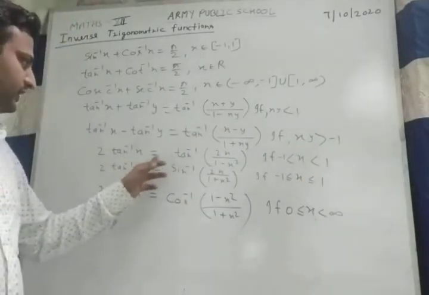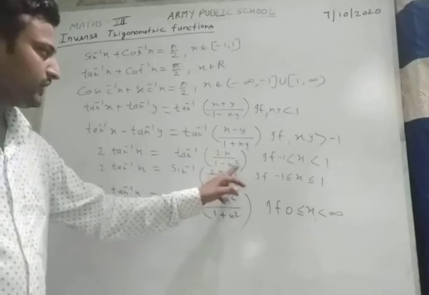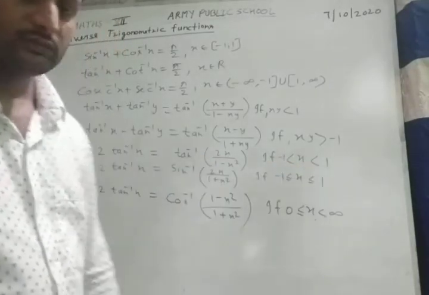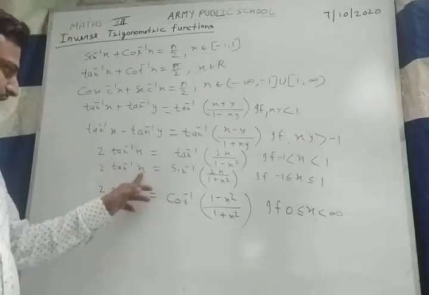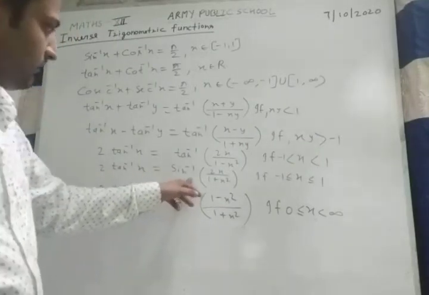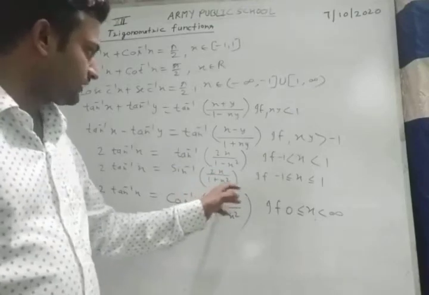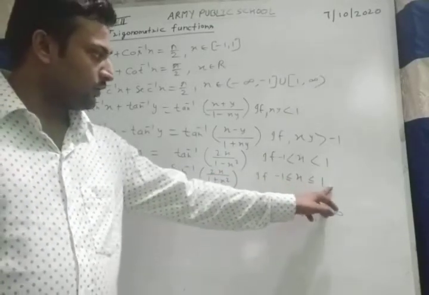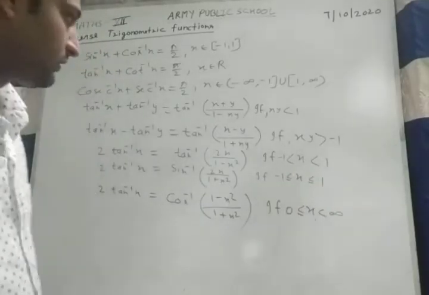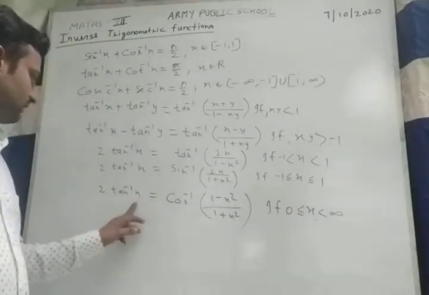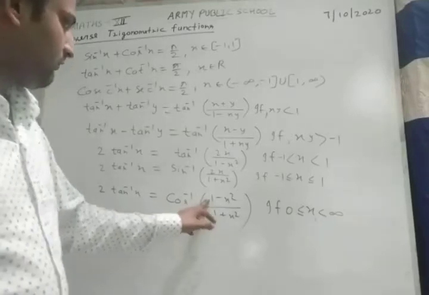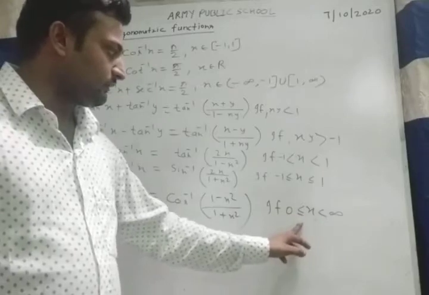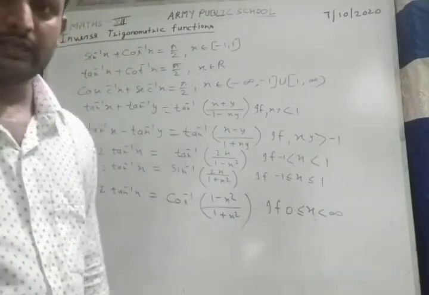2 tan inverse x is equal to tan inverse of 2x upon (1 minus x square) if x is lying between minus 1 to 1. 2 tan inverse x is equal to sin inverse of 2x upon (1 plus x square) if x is lying between minus 1 to 1, including 1 and minus 1 also. 2 tan inverse x is equal to cos inverse of (1 minus x square) upon (1 plus x square) if x is greater than or equal to 0 and less than infinity.